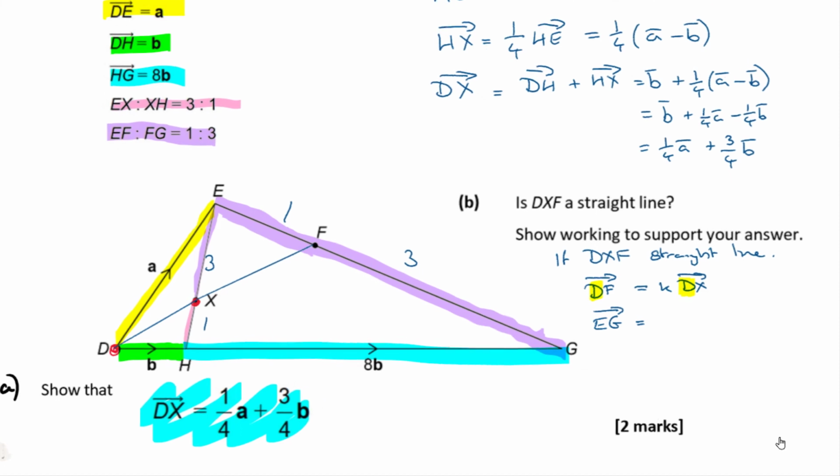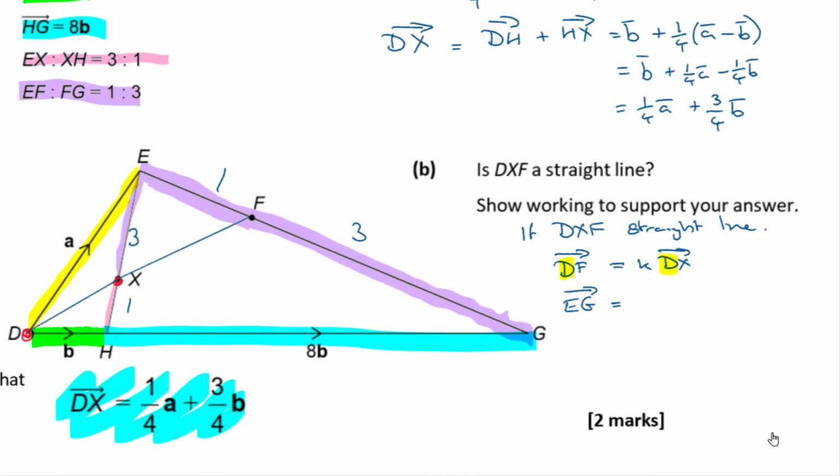So vector e to g, that is going to be e to d plus d to h plus h to g, isn't it? Which is going to be, e to d is minus a, d to h is b, and h to g is 8b. So what's that all together? That is 9b minus a. Just going to spin it around just to use one less sign.